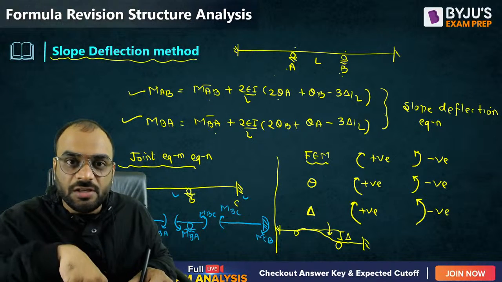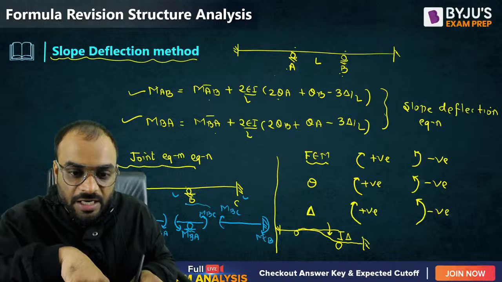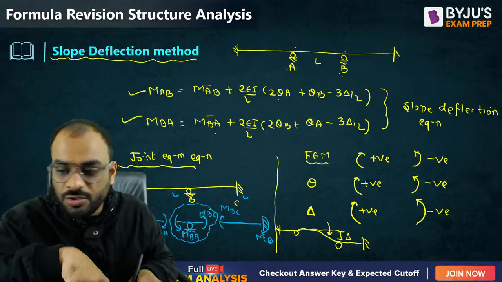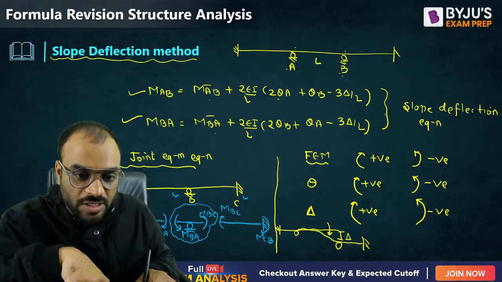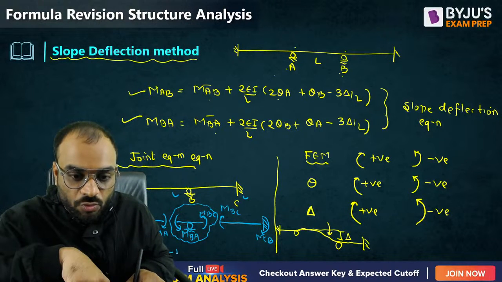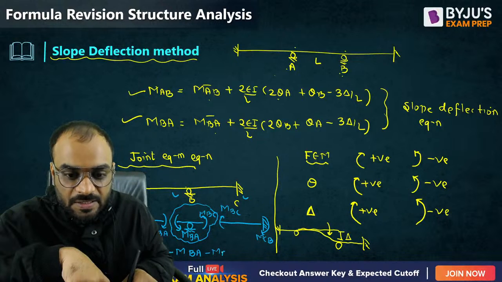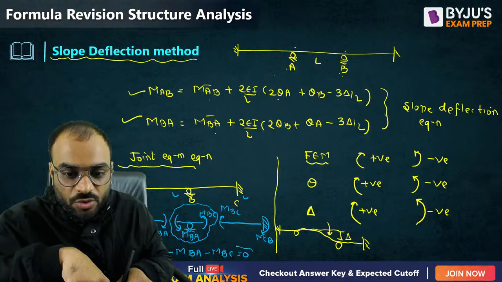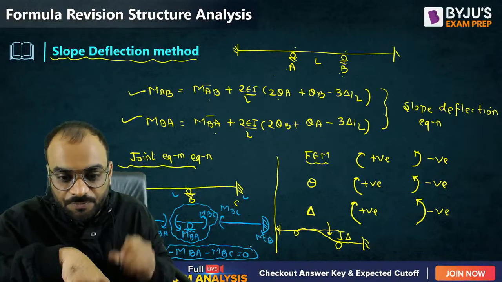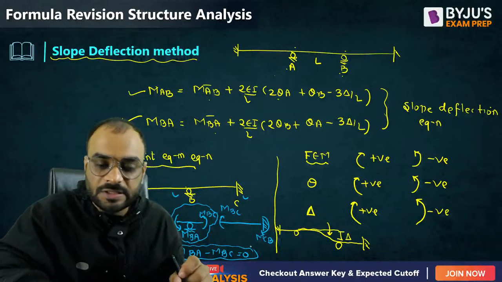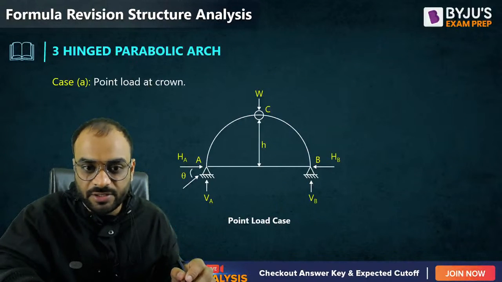So what is our joint equilibrium equation? Summation of moment at this particular joint will be equal to 0, right? तो यहां पर आपको कुछ नहीं लिखना, सबमिशन मोमेंट एट जॉइंट बी 0 कर देना है। सो व्हाट एग्जैक्टली यू विल गेट, MBA minus MBC will be equal to 0 and this is your joint equilibrium equation. Clear? So this is for slope deflection method.